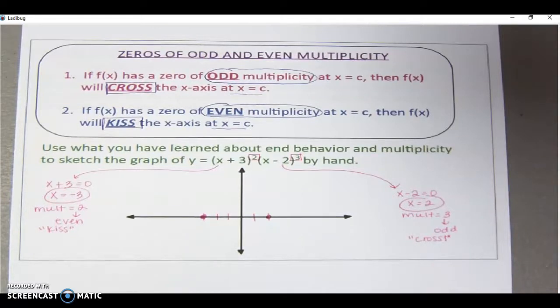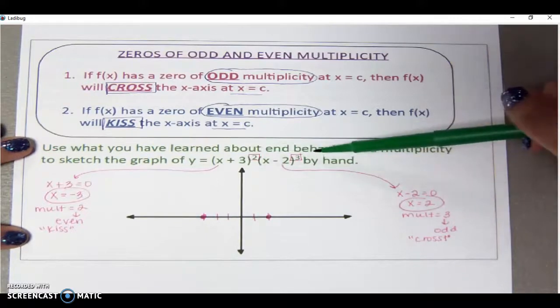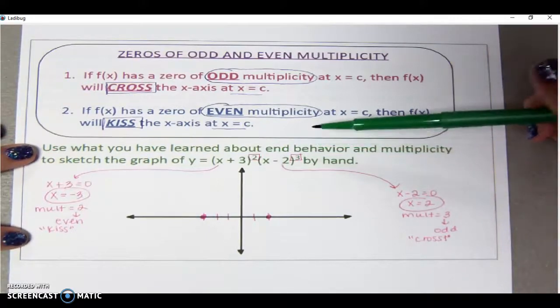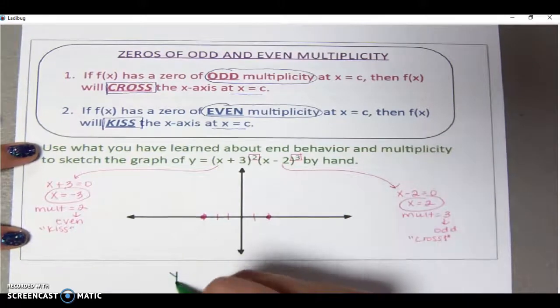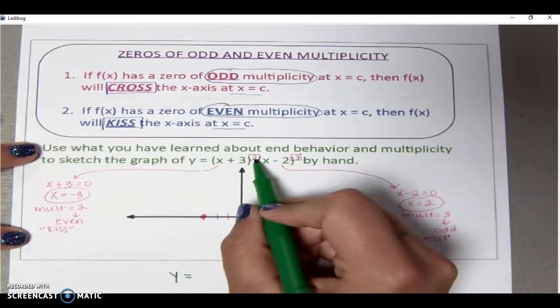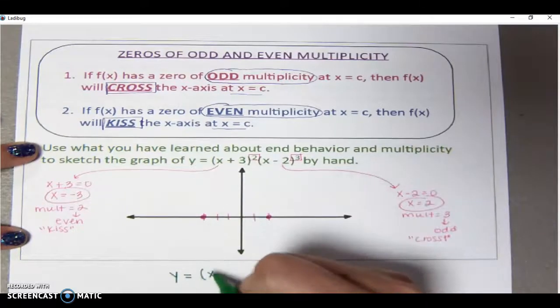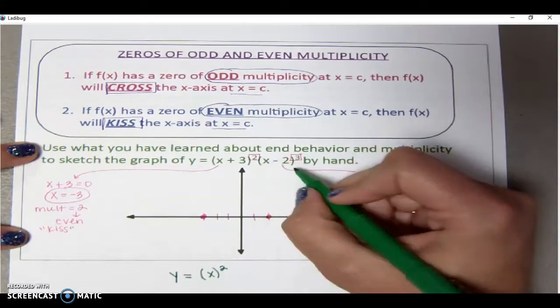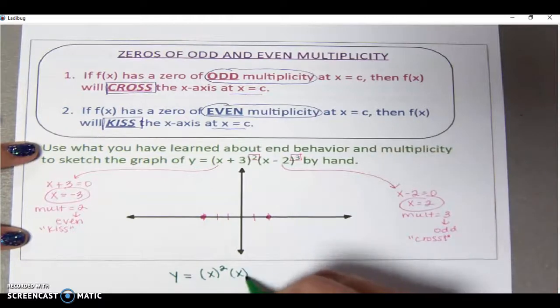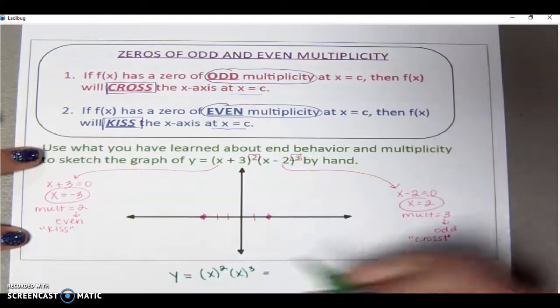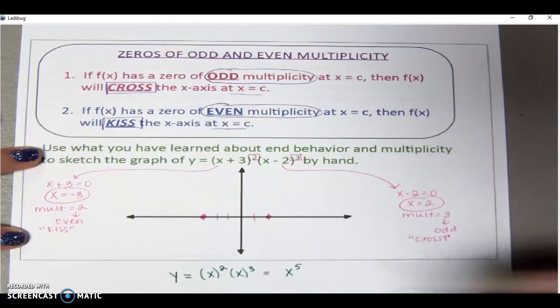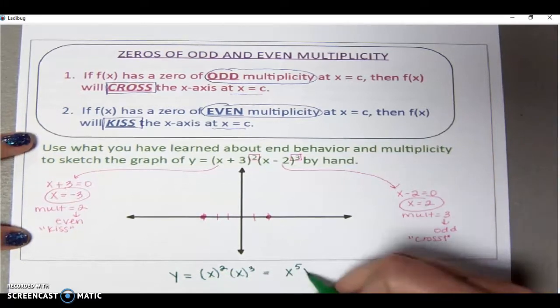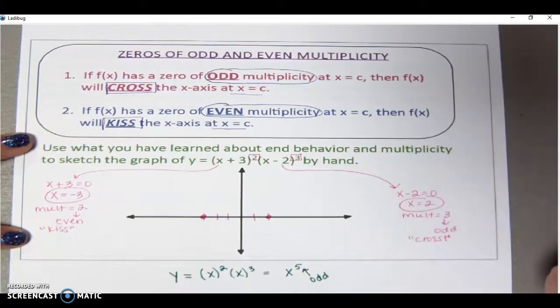Okay, so to figure out where we're going to start here, we need to look at end behavior. Remember, end behavior just matters about the highest degree. If you were to multiply this whole thing out, we would just care what the degree on the x value is. The highest exponent here would be 2, so x squared would be the highest degree there. And then the highest degree here would be x to the third. If you multiply those together, remember you add your exponents, that would give us x to the fifth. So that's going to be an odd degree that we're working with.